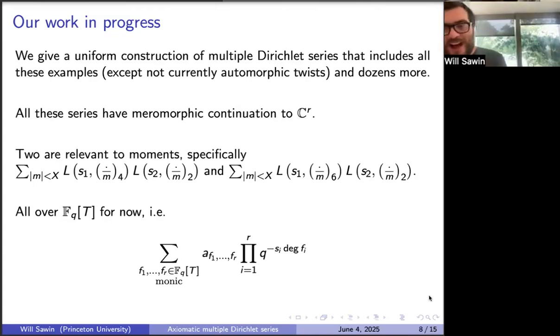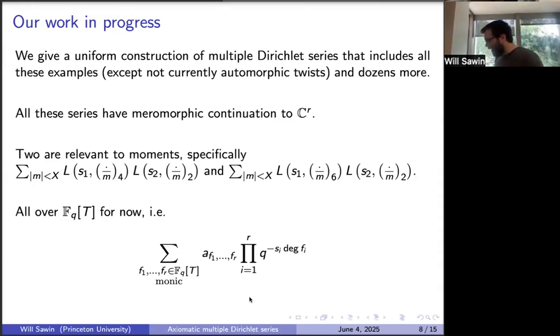There's one big caveat that these results come with, which is that they're over F_q[t] and not over the integers or a cyclotomic ring. The formula I wrote for multiple Dirichlet series as a sum over natural numbers is not what I'm really talking about. I'm really talking about a sum over monic polynomials of a coefficient depending on a tuple of monic polynomials, times the analog of n_i to the minus s_i, which is q to the minus s_i times degree f_i, with q to the degree f_i playing the role of n_i.